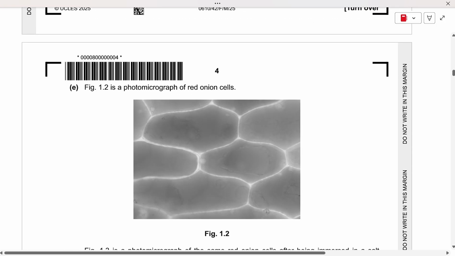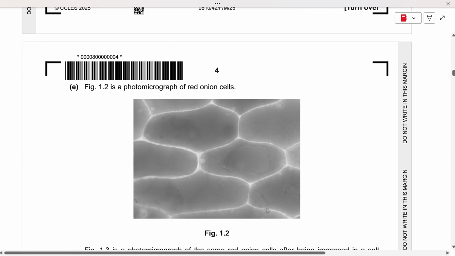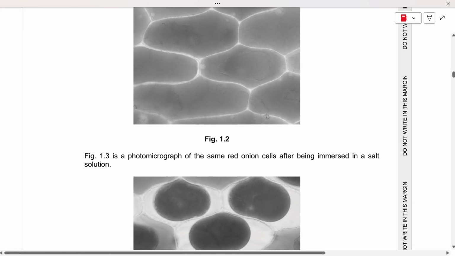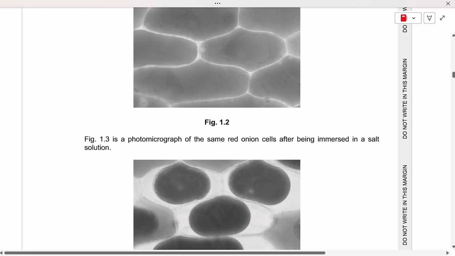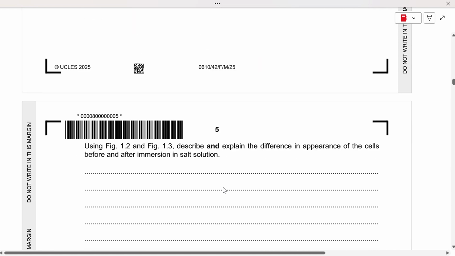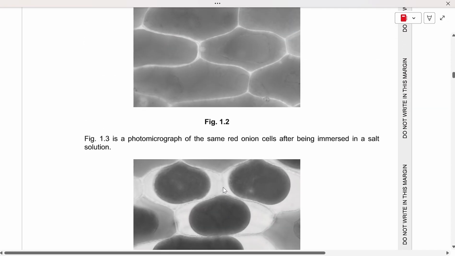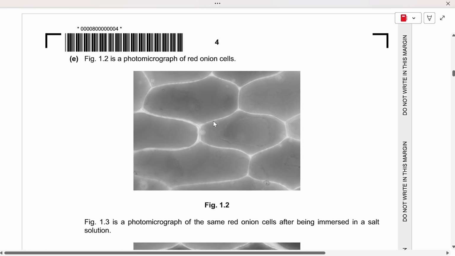Figure 1.2 is a photomicrograph of red onion cells. Figure 1.3 is a photomicrograph of the same red onion cells after being immersed in salt solution. Alright, so we have it before it was immersed in salt solution, and here it is after it's immersed in salt solution. Okay, using figure 1.2 and 1.3, describe and explain the differences in appearance of cells before and after immersion in salt solution. Alright, so before the cell was immersed in salt solution, as we can see here, it appears to be turgid.